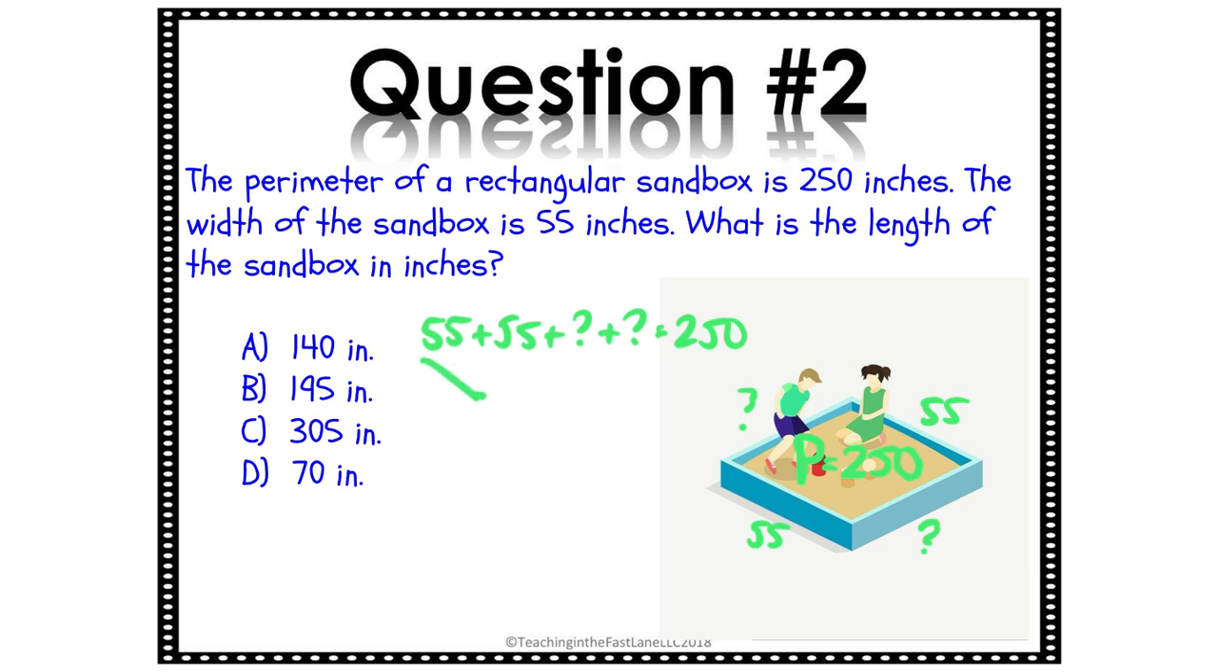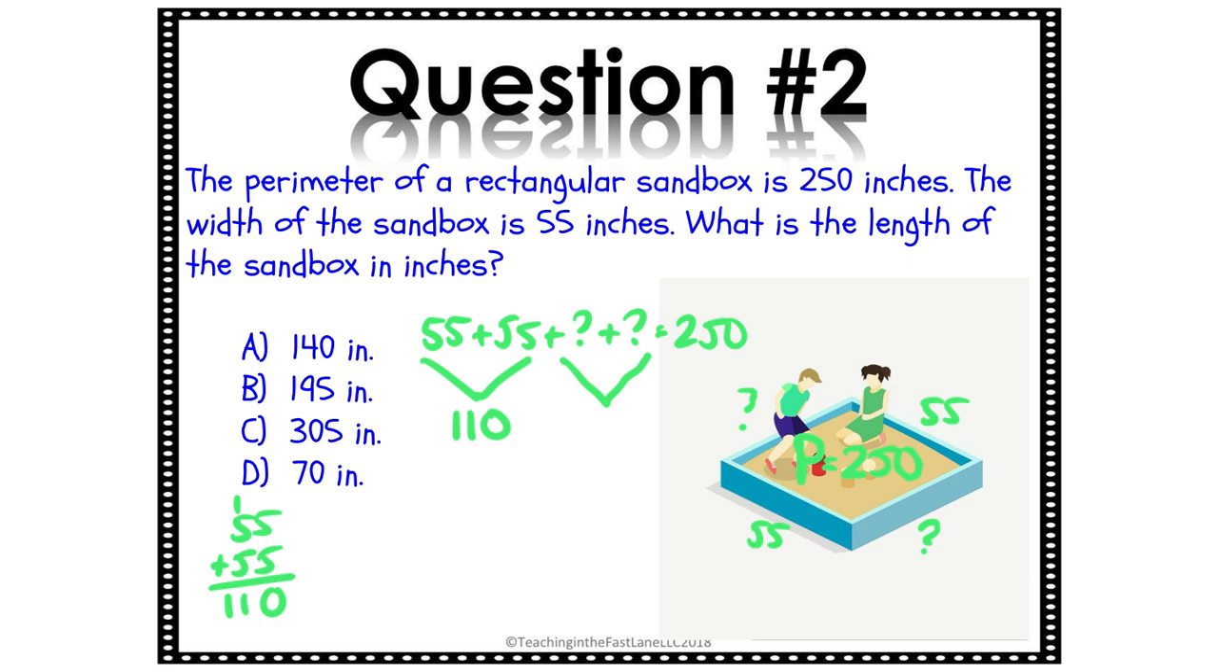And so I would start by adding those two 55s. 55 plus 55. 5 plus 5 is 10. 5 plus 5 is 10 plus 1 is 11. So that's 110. And so the question becomes, what's left for these two sides, the two missing sides?